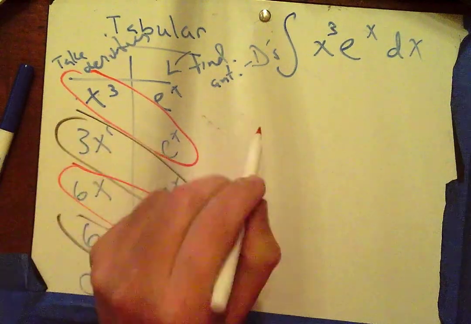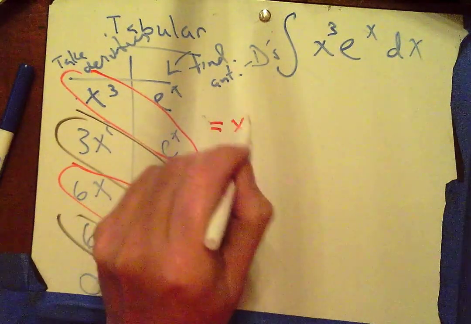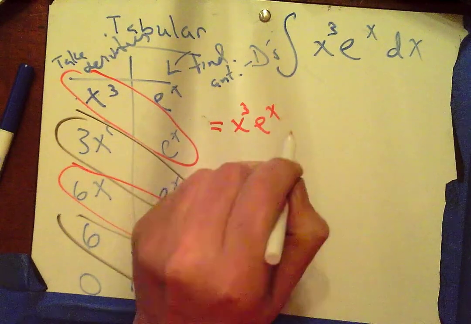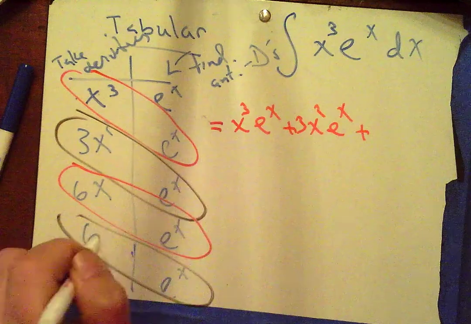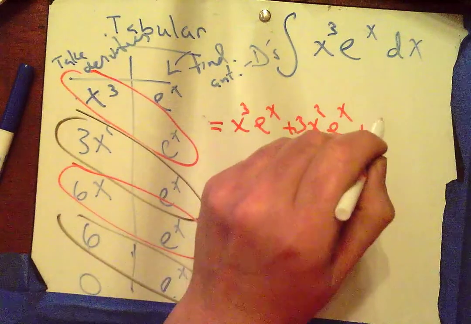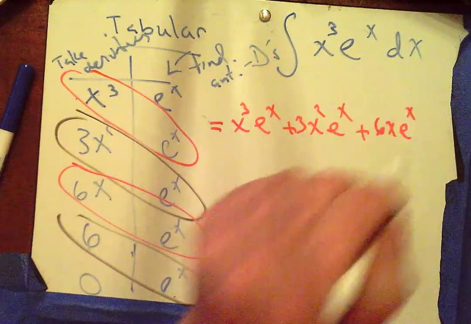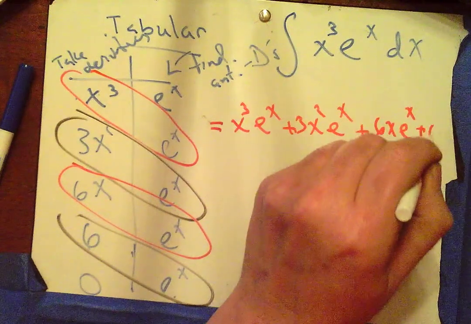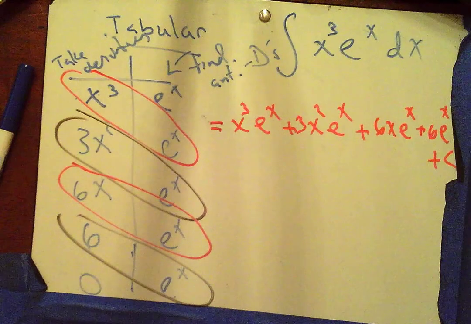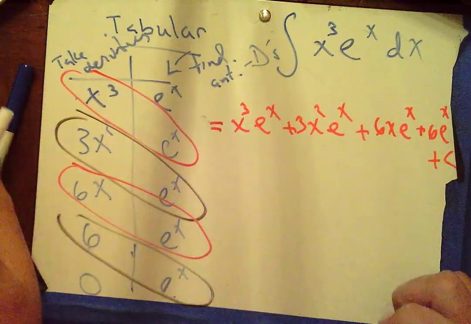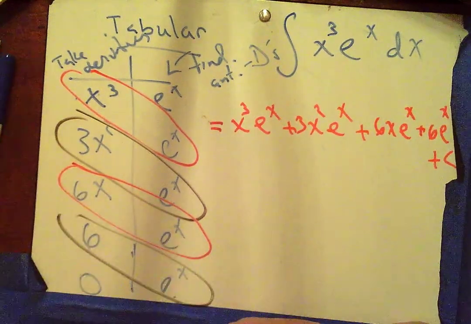And so we've got equals x to the third e to the x plus 3x squared e to the x plus 6x e to the x plus 6 e to the x. Don't forget the plus c. But there's a problem. This isn't exactly what we had when we did by parts 3 times.